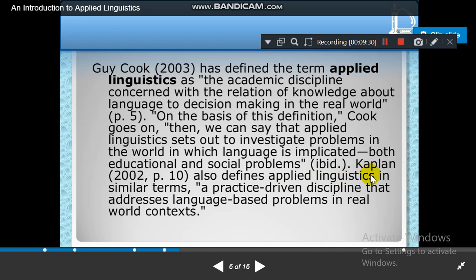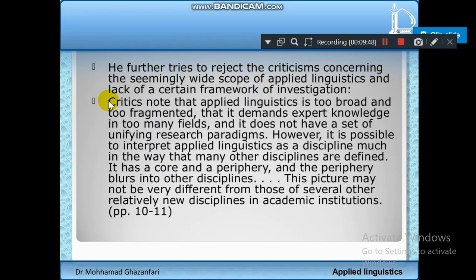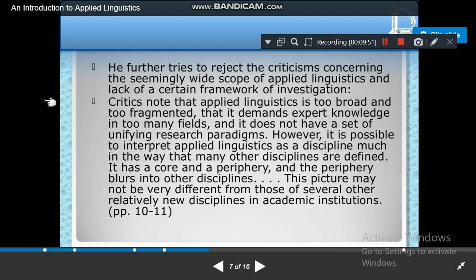Kaplan also defines applied linguistics in similar terms. He defines applied linguistics as a practice-driven discipline that addresses language-based problems in real-world contexts. So it's more practical than theoretical linguistics. Now, he, meaning Kaplan, further tries to reject the criticisms concerning.